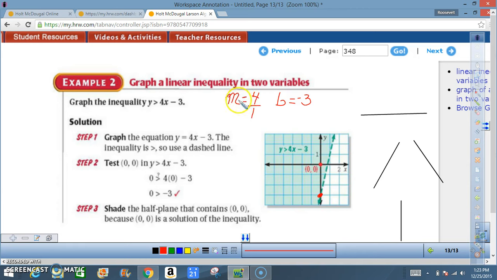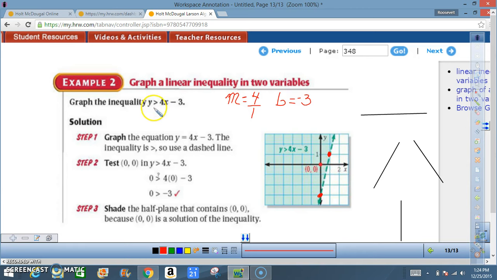Then I'm going to count my slope, which is 4 over 1. Rise over the run. So I get 1, 2, 3, 4. Then I go over 1. That gives me enough information to draw my line. So now I have my line. I notice that it says greater than without the equal sign, so that means my boundary line will be dashed, not solid, just dots, dashed, not solid.